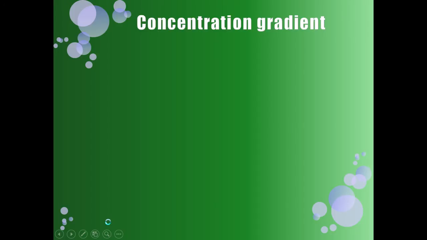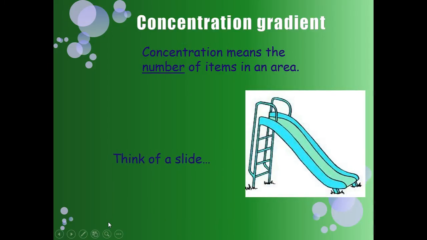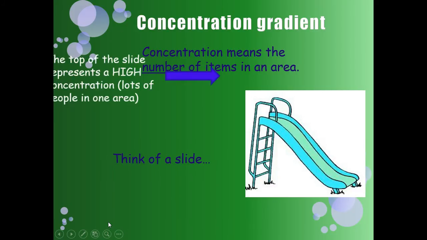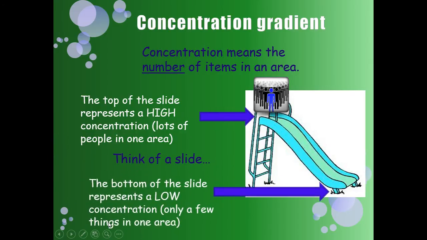Before we can talk about how molecules move through cell membranes, we need to understand the term concentration gradient. You've looked at this in assignments before. Concentration means the number of items in one area. Think of concentration gradient like a slide. The top of the slide represents a high concentration, like there are a lot of people in one area. The bottom of the slide, since it's closer to the ground, represents a low concentration, or only a few things, molecules, people, in one area.